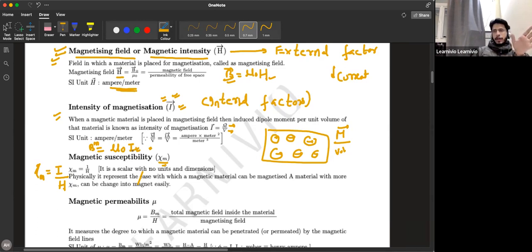Like I gave the example of iron and gold. You take iron and gold, pieces of the same dimensions, exactly identical pieces. You pass the same current through iron, the same current through gold. Then you switch off the current. Iron will become a magnet. It will have a strong magnetic field, but not gold. So whether a material will get magnetized or not will depend upon its nature also. The nature is given by the susceptibility. Different materials will have different susceptibility.